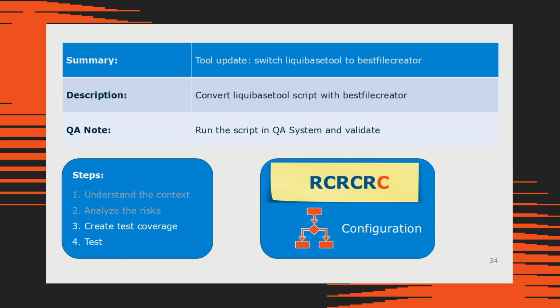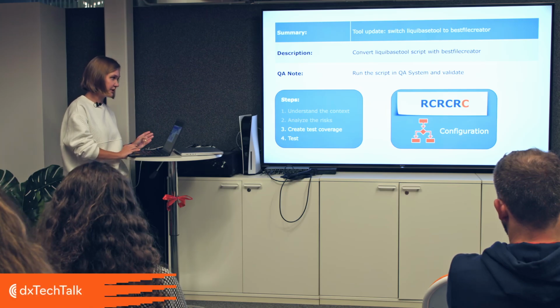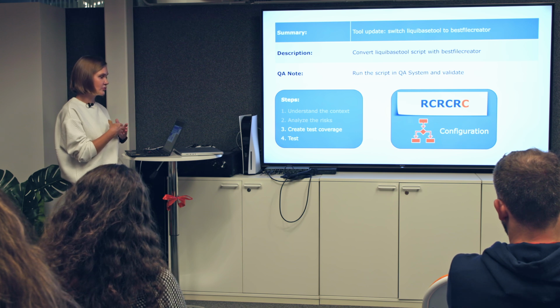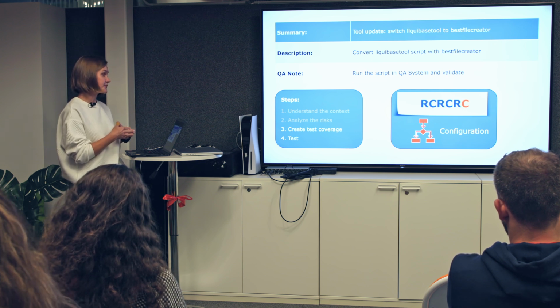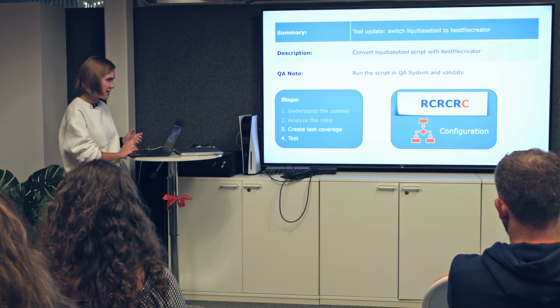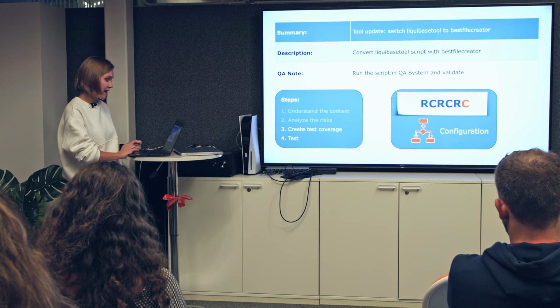Create test coverage. To create test coverage, I go back to our RC mnemonic, and especially to the last C, the configuration area, because it's exactly what we need here. We moved our tools from one location to a new location and have to check that they work as they worked previously. By comparing output from the one directory with output from the new directory, we could pass this ticket. And in our game, it would be 1-0 in favor of QA.